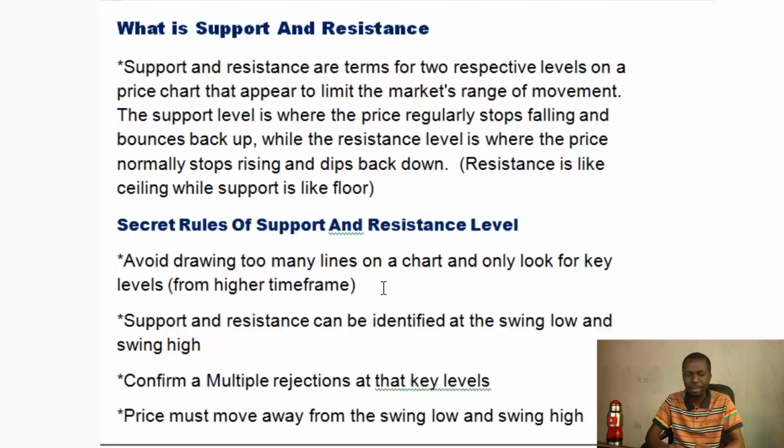So this time around, you become confused. You don't know which one is the key level, and this will make your chart jam-packed with too many lines. So that is why the first secret rule of support and resistance levels is to avoid drawing too many lines on a chart. Only look for key levels. And where do you find key levels? At the higher time frame. That is why I use the 4-hour time frame as an example.